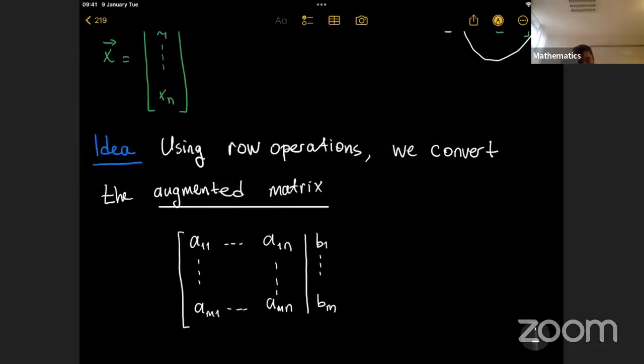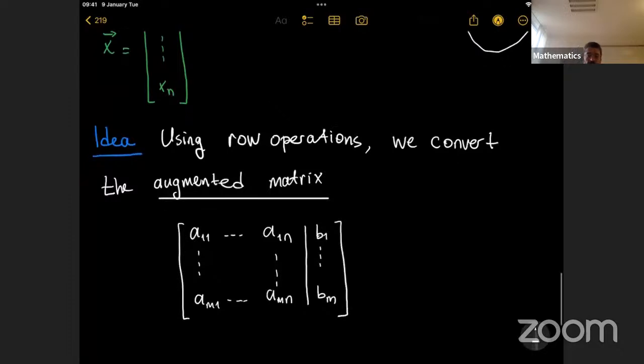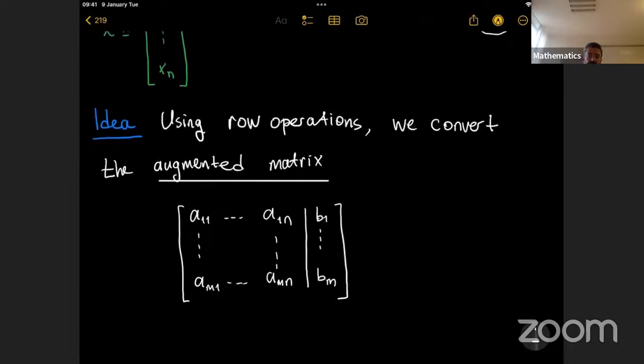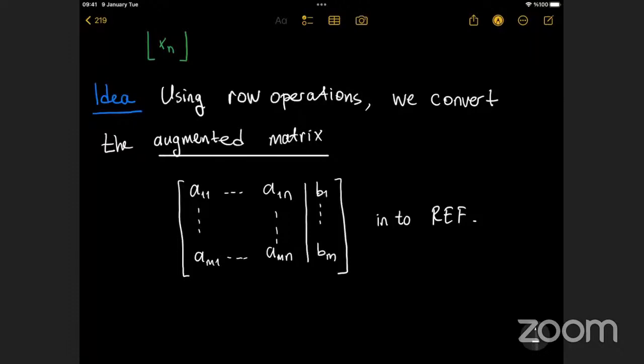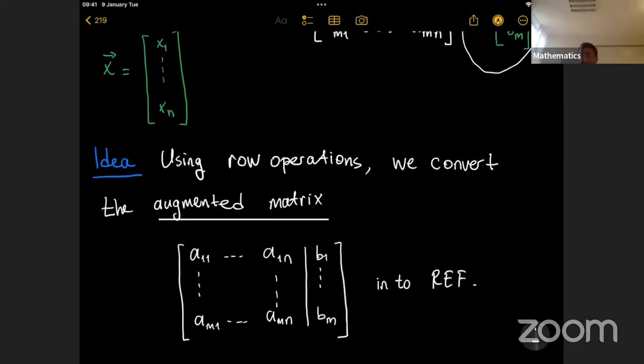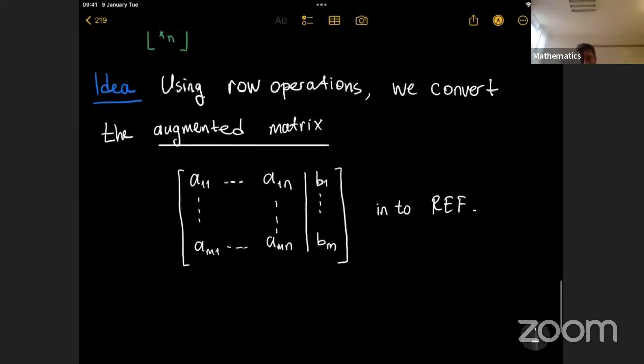And this is called the augmented matrix for the system. And you apply the row operations as with the usual matrices, okay? And you convert this into REF, row echelon form, okay? Row echelon form. Then we find the solutions. So that's the idea. So we just add the B column, right? Let's do an example.